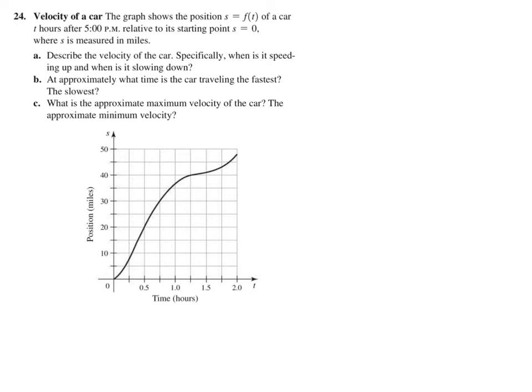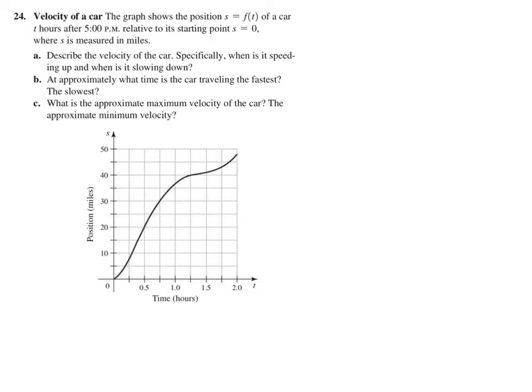Okay, let's take a look at problem number 24. And this is a question about velocity in a car. It says the graph shows the position function s equals f of t of a car t hours after 5 p.m. relative to its starting point s equals 0, where s is measured in miles. So all this is showing how far this car travels over a 2-hour time period. Our x-axis is time in hours, y-axis is position in miles. We'll be using these labels on the graph to help us answer some questions in a minute. But let's take a look at part A.